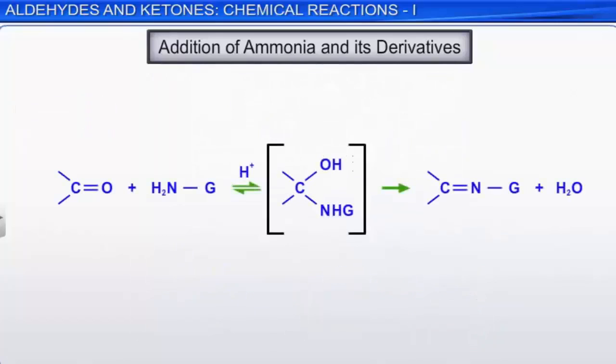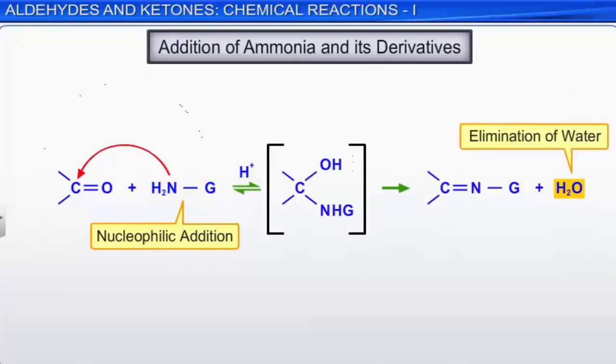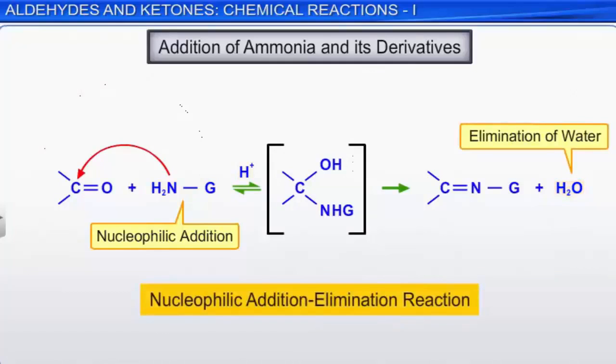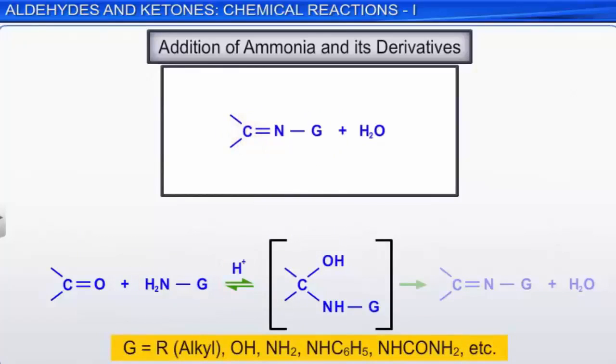Since these reactions involve the addition of a nucleophile in the presence of an acid followed by the elimination of the water molecule, they are termed nucleophilic addition-elimination reactions. Aldehydes and ketones react with ammonia derivatives with the general formula NH2G. Here, G is equal to R, alkyl group, OH, NH2, NHC6H5, NHCONH2, etc.